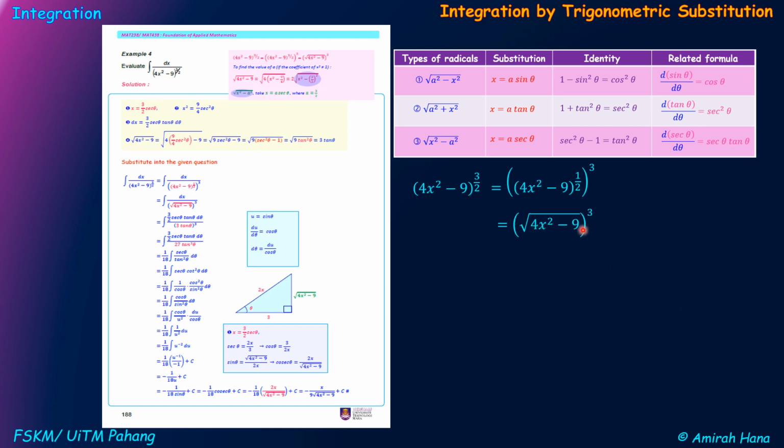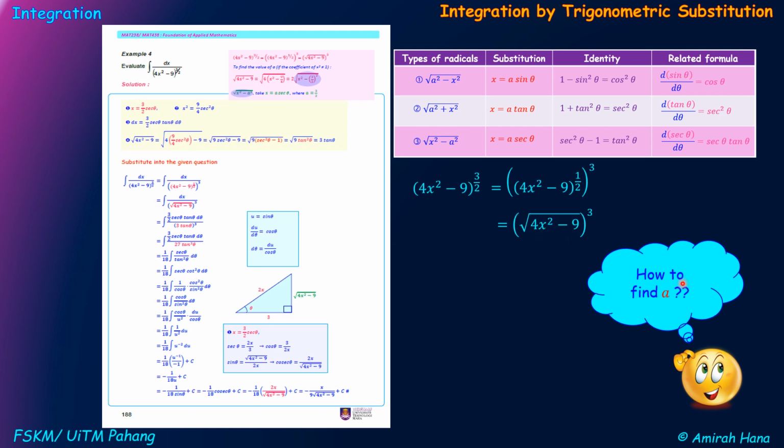So 4x² minus 9 is actually inside a radical. So we can still use integration by trigosub. But when we use trigosub, we need to find A. How do we find A? If you look here, the coefficient of x² is always 1. But here, the coefficient of x² is 4. So what should we do? To find the value of A, first we need to make the coefficient of x² equal to 1.